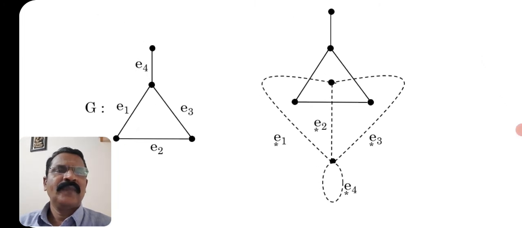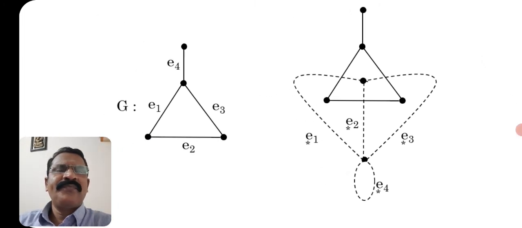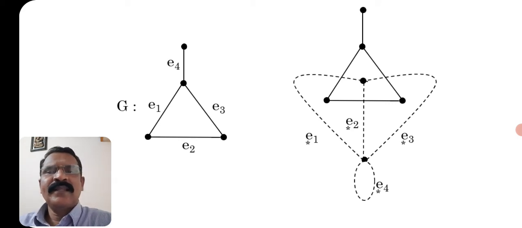See, this is one graph G, the edges are E1, E2, E3, E4. Now how many faces are there in this graph? There are two faces. One is the face containing E1, E2, E3 edges, that is the interior face, and outside, one face, that is the exterior face. Only two faces are there. So what we did, we have inserted one vertex corresponding to the interior face, and one vertex corresponding to the exterior face.